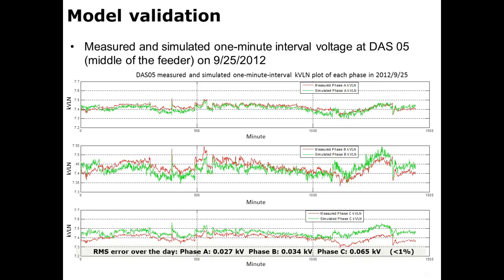In fact, the RMS error over the complete day is shown here. For example, phase A has only 0.027 kilovolt error over an average of around 7.5 kV. So that corresponds to less than 1% error, maximum of 1% error, probably in phase C, which looks slightly off compared to the others. So the 1% error gives us very good confidence in the accuracy of the models.